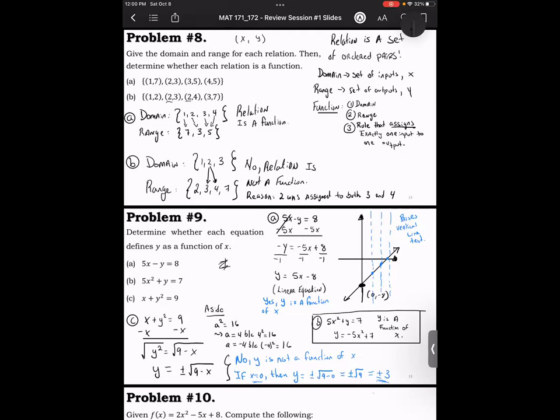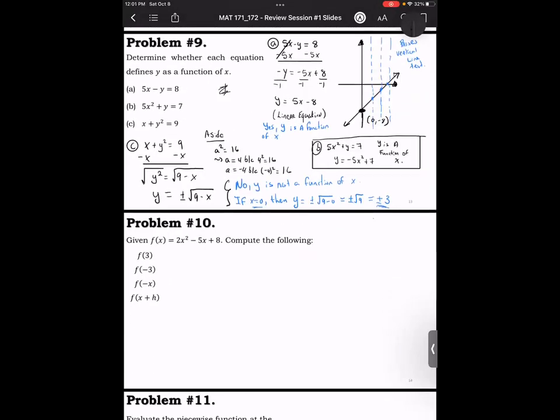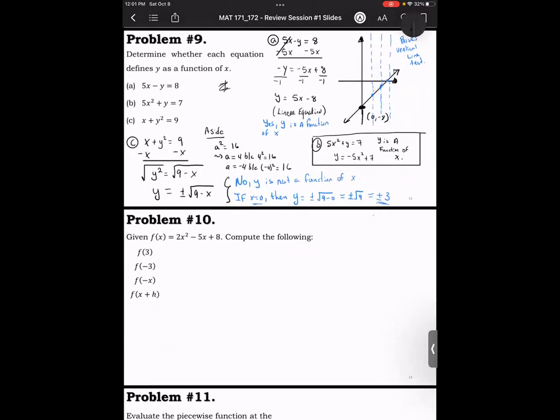No. All right, I'm going to continue. Let's look at problem 10. Problems 8 and 9 were basically using the definition of functions, and in problem 10 we're going to do some computations. It says, given f of x is 2x squared minus 5x plus 8, compute the following. So we want to first compute f of 3. To compute f of 3, this is going to be 2 times 3 to the second power minus 5 times 3 plus 8.